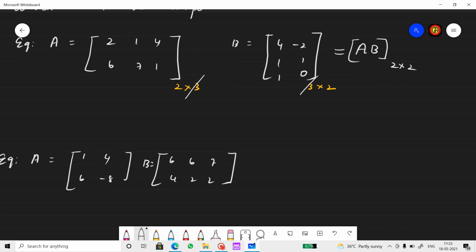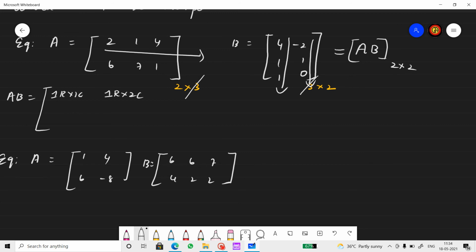Okay, now let's see how to find the AB matrix. When you want to find the AB matrix, we need to multiply A and B. Multiplication in matrices is first row versus first column and then first row versus second column. So first row with all columns, then second row with all columns, and so on. So first row into first column, again first row into second column. There are only two columns there. Then second row into first column, second row into second column.